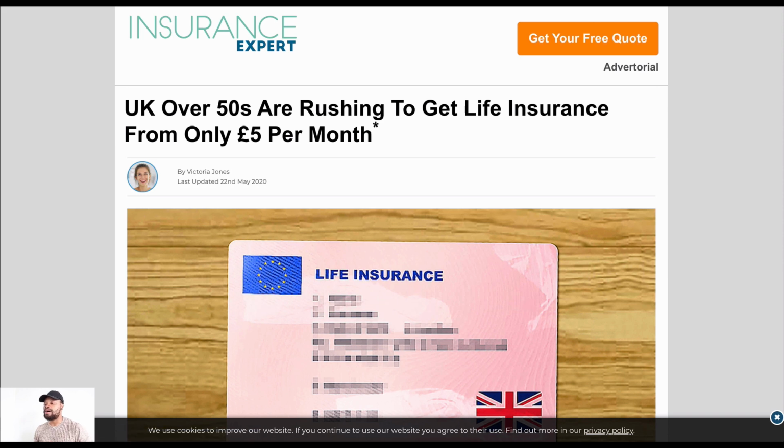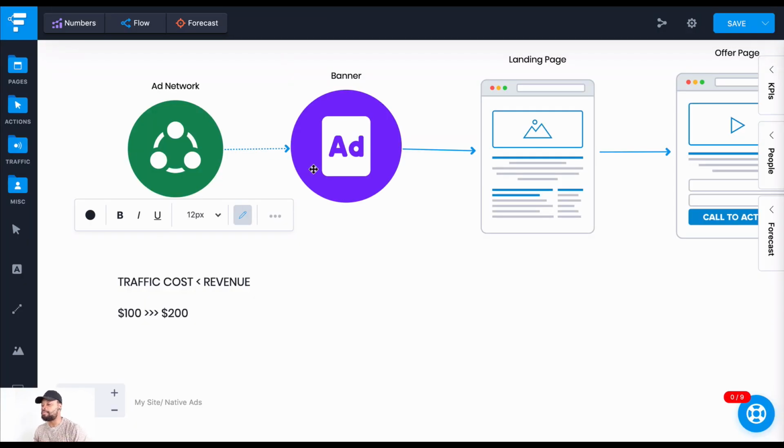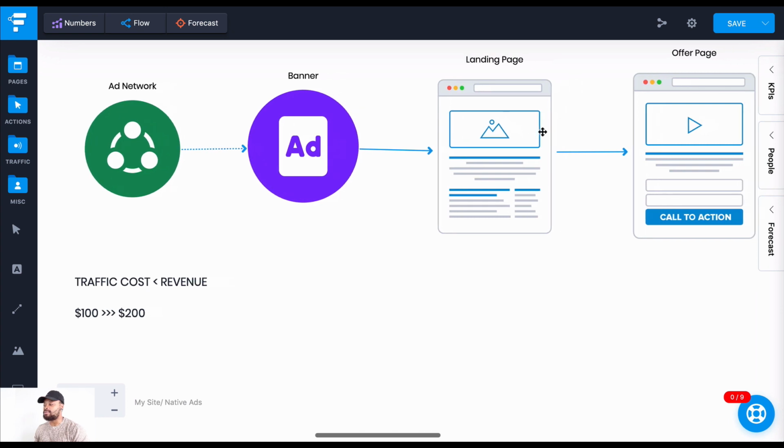This stuff, exactly what I'm talking to you about, this flow is what 99% of native advertisers are doing. This is not even what they're doing, this is just how it works. All right, you have an ad network, you purchase the traffic, you have these landing pages that you set up, and you have the offer page. The key thing here to make this work is you need to make sure your banner, your ads, combined with your landing page, combined with your offer, is a profitable combination.